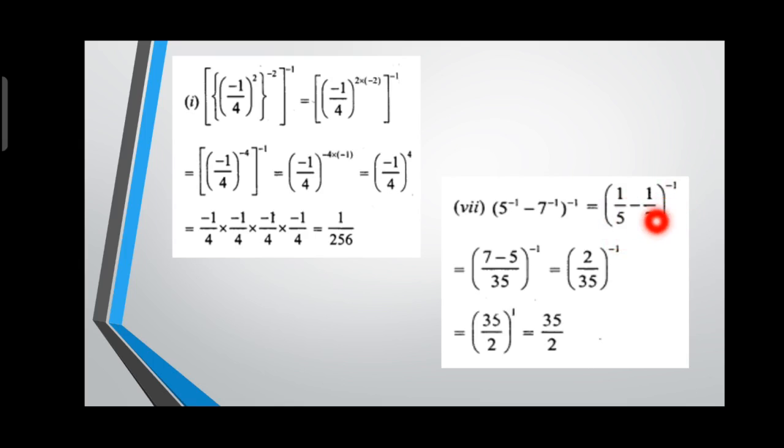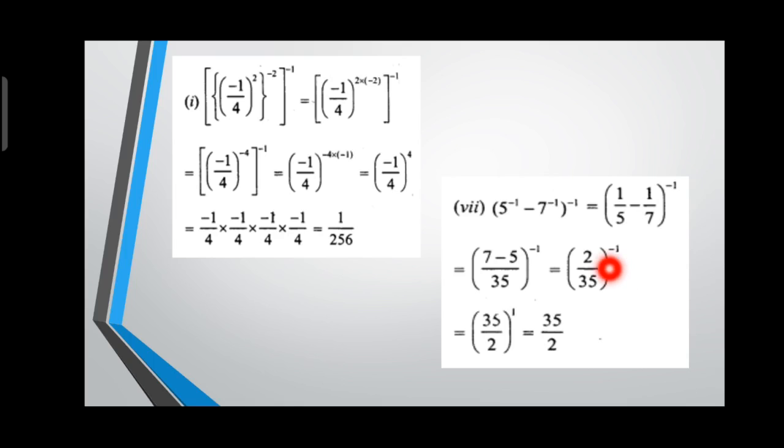So whole to the power of minus 1. Here we have to do the subtraction. For the subtraction with different denominators, we can cross multiply. 7 ones are 7, 5 ones are 5, divided by the product of the denominators, 7 fives are 35, raised to the power of minus 1. It's already there in the previous step. 7 minus 5 is 2, divided by 35, raised to the power of minus 1.